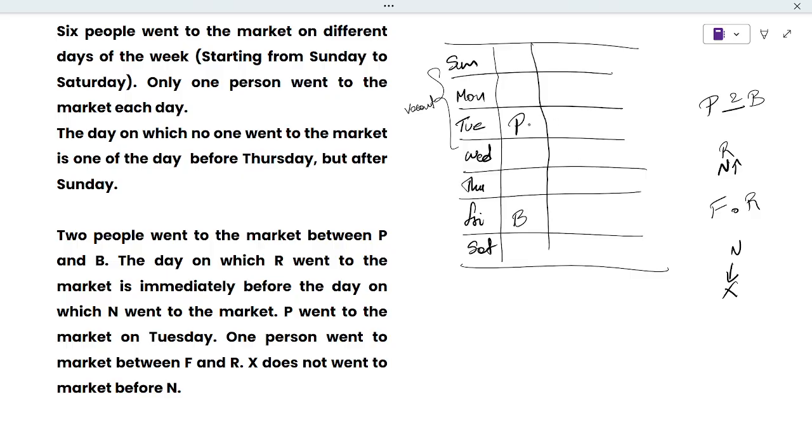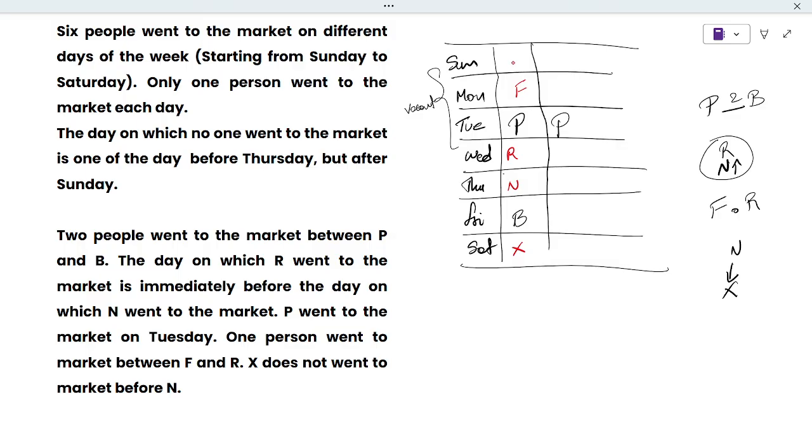So B is fixed on Tuesday, and here that means Wednesday and Thursday are not vacant. Then if this can be vacant, we can apply N and R. Let me change the color. Alright, let's go with red. So if we place R and N here, after N we have X. Now we have F, FR. Can we place F here? Can we say this is vacant?